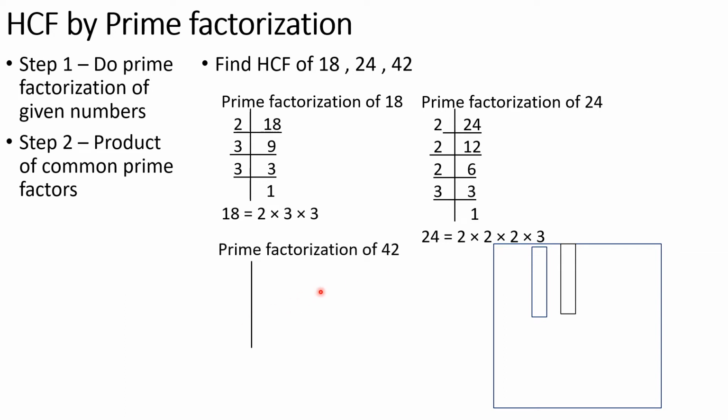Then the prime factorization of 42. Yes, 42 is divisible by 2. And what is the quotient? Yes, 21. And we know that 21 is divisible by 3. That's why we will write 3 here and we will divide by 3. This is 3 sevens are 21, and 7 is a prime number and it is divisible by 7 only. So 7 ones are 7. That's why the prime factorization of 42 equals 2 multiplied by 3 multiplied by 7.